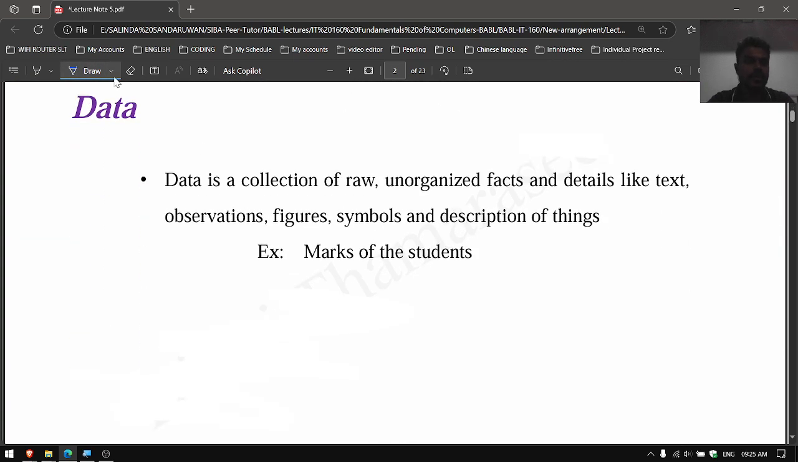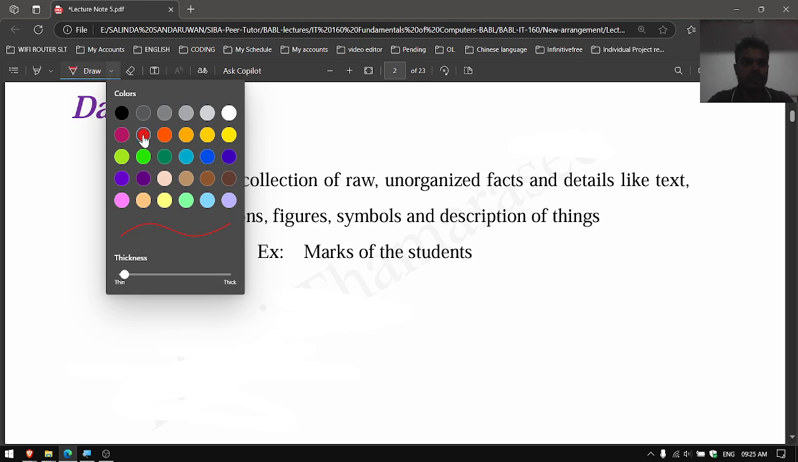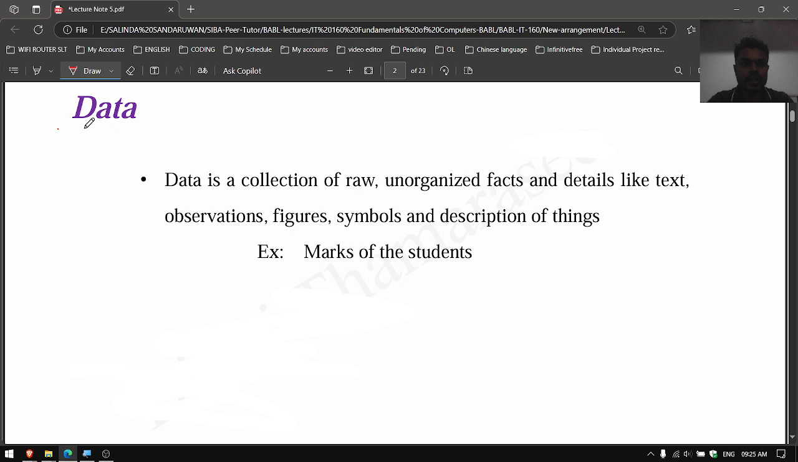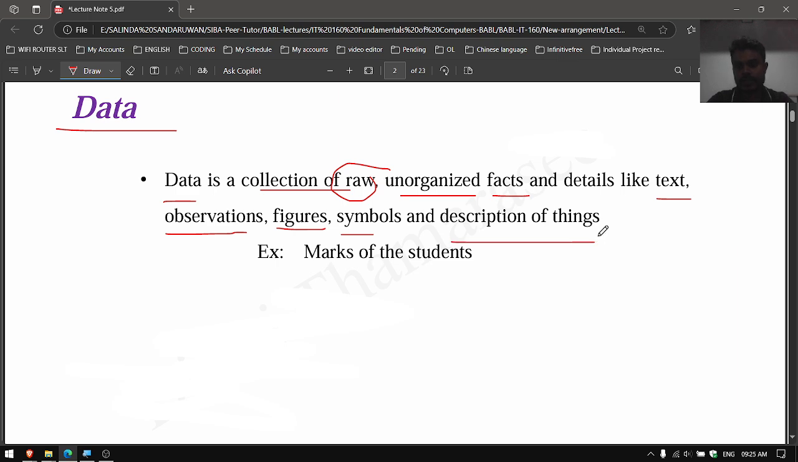First of all, we need to learn what is data. So you have an idea about what data is. Data is a collection of raw, unorganized facts and details like text, observations, figures, symbols, and descriptions of things. Let me give you an example.